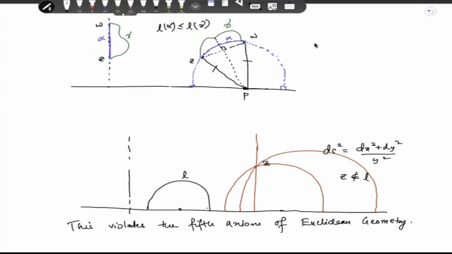So I'll stop here. In the next lecture, we'll learn about isometries of this upper half plane, and then we'll be proving that the geodesics of the upper half plane are vertical lines and semicircular arcs.